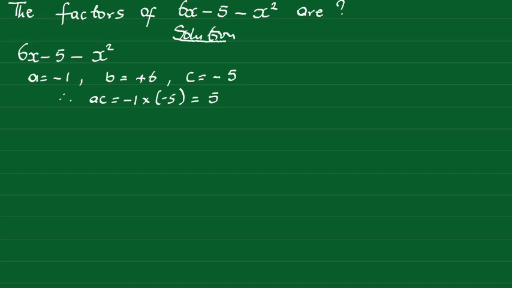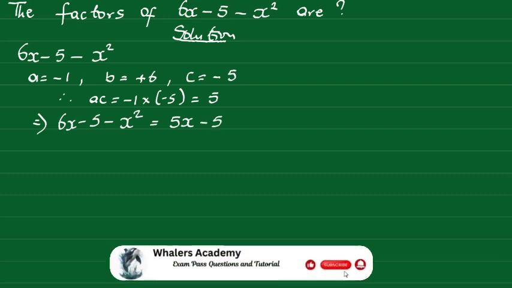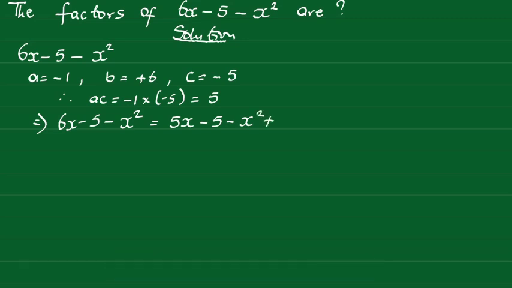Therefore, having this at the back of our mind, we write down our expression again. We have 6x minus 5 minus x squared is equal to 5x minus 5 minus x squared plus x. We choose to spread out our factors in order to make our work much easier for us.